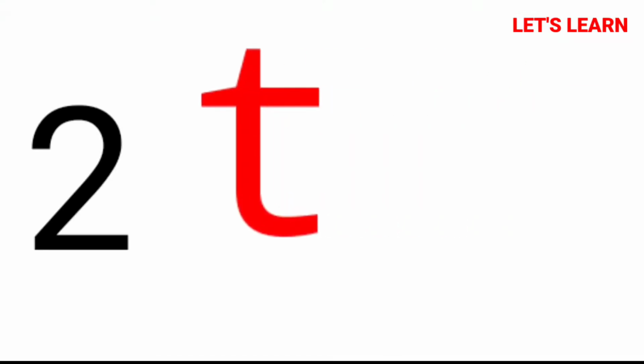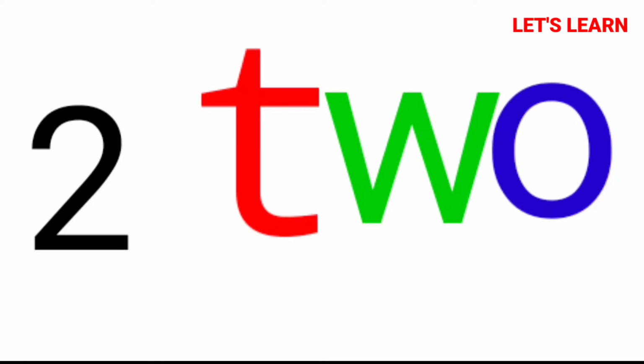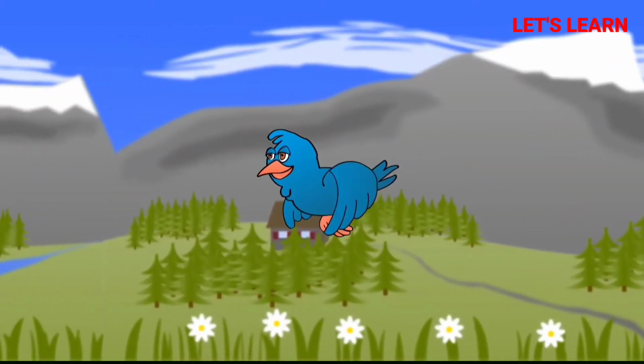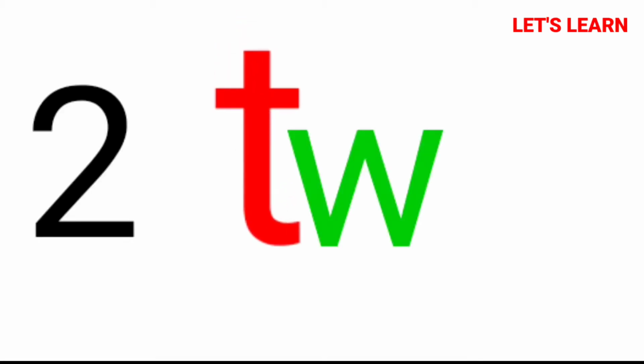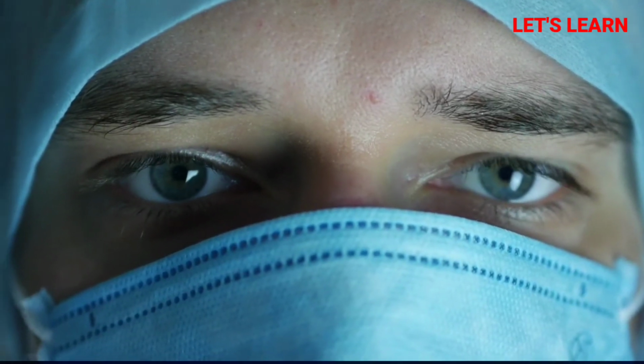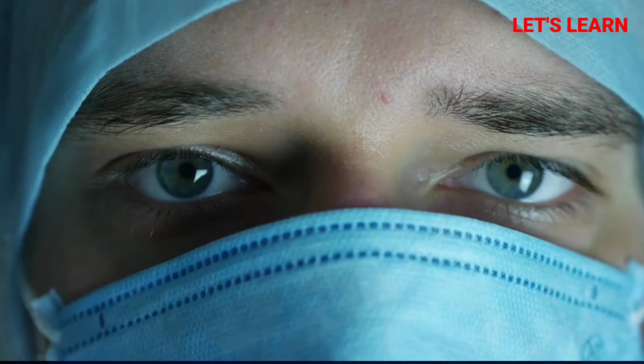2. T-W-O, 2. Bird has 2 wings. T-W-O, 2. I have 2 eyes.